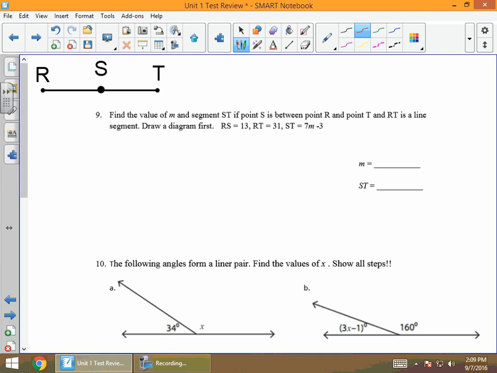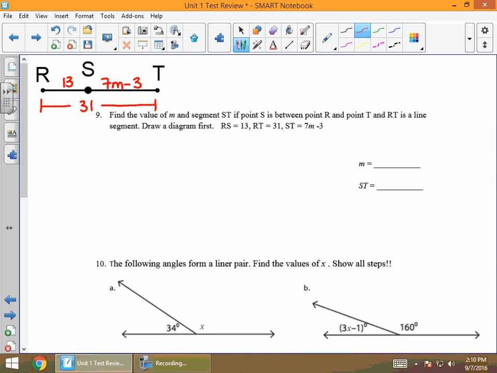Here's what I do know. It says RS is 13, so I know this value right here is 13. I'm actually going to move that S over a little bit. It says that RT, this entire distance from R to T, that whole segment is 31. And S to T, the right side, is 7m minus 3. This is segment addition postulate at its finest.